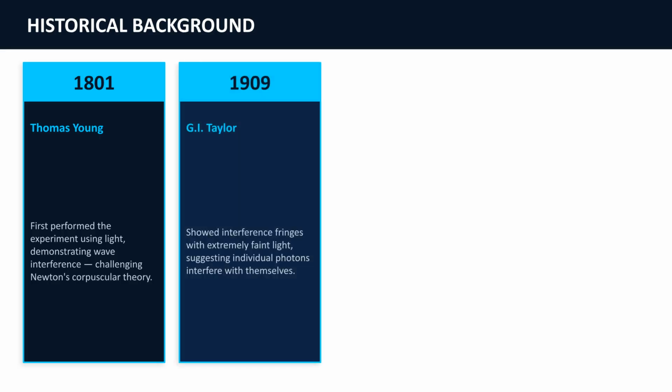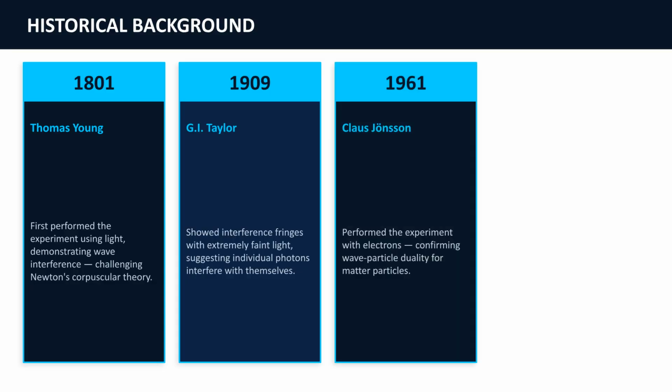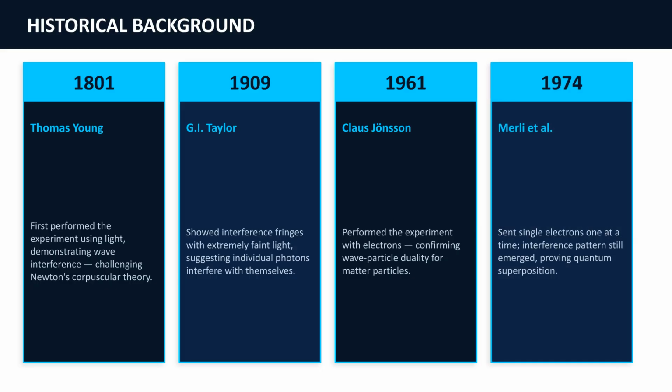Later, in 1909, G.I. Taylor showed that individual photons interfere with themselves, even with faint light. In 1961, Claus Johnson used electrons to confirm the wave-particle duality of matter. Finally, Murley et al.'s 1974 experiment showed that an interference pattern emerges even when single electrons are sent one at a time, proving quantum superposition.